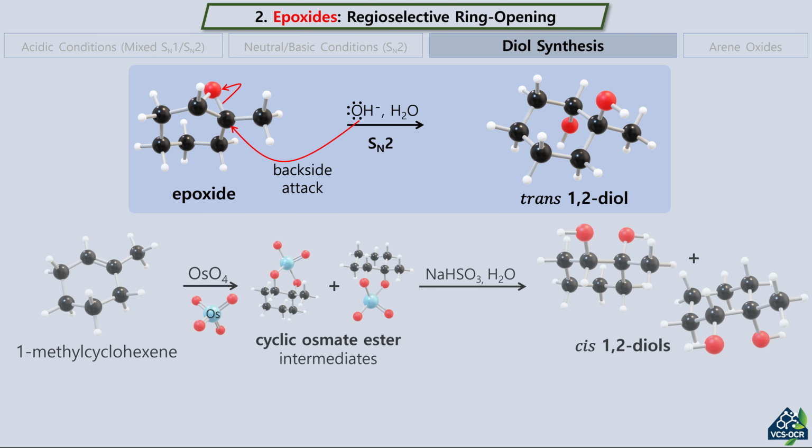In contrast, syn-addition is required to synthesize cis-diols. This is typically achieved using reagents like OsO4, which forms a cyclic osmate ester intermediate. This intermediate ensures that both oxygen atoms are added to the same face of the alkene, resulting in a cis 1,2-diol after subsequent workup. For a detailed breakdown of these distinct mechanisms, please check the video link in the comments.